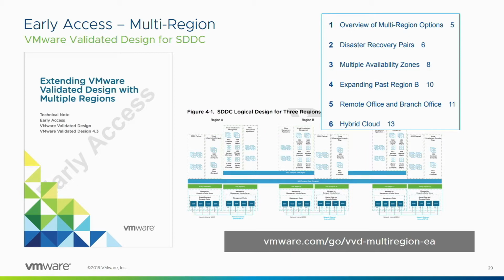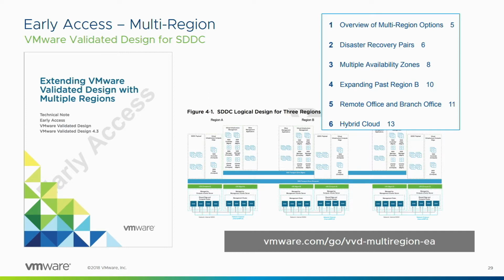Okay, next. This one is brand new. This got published 2 days ago, I think. And this is early access for multi-region. So as Nick described earlier, the VVD at the moment is set up for a geo region. You can use it in single region or you can use it in geo region, right? But we also, you know, we speak to many of our customers who have more than 2 regions. So what do they do?